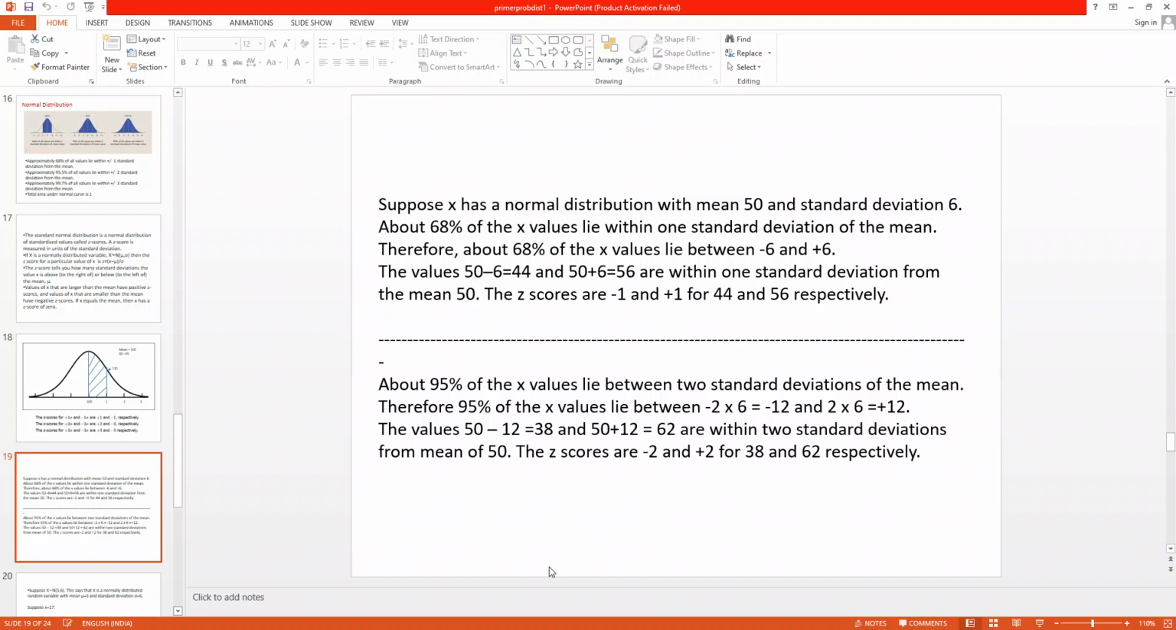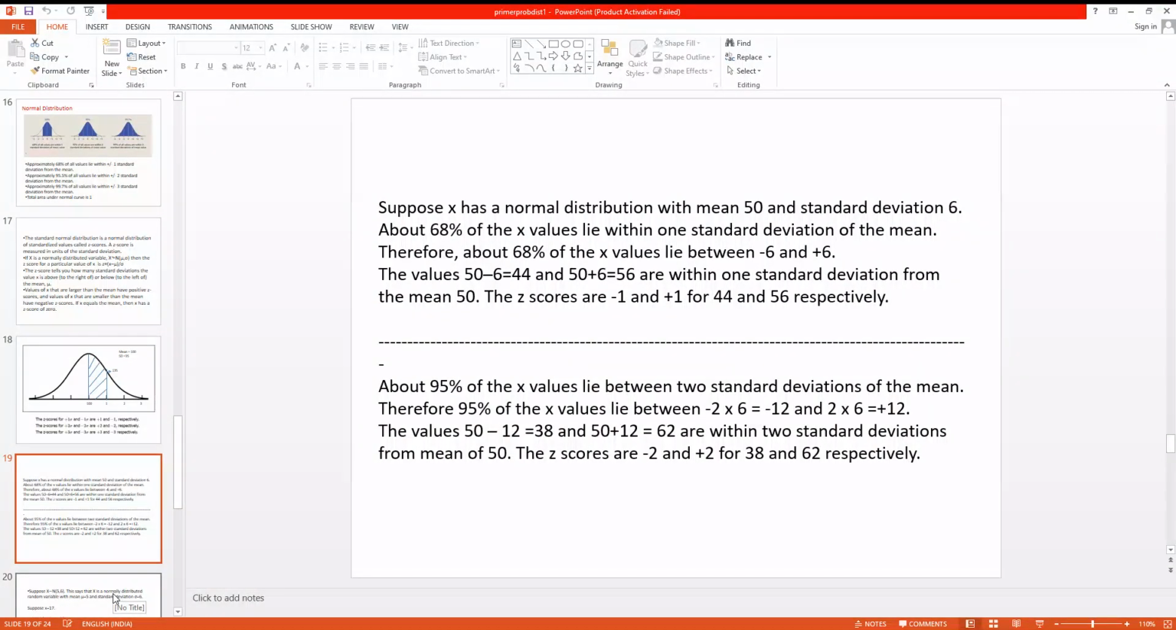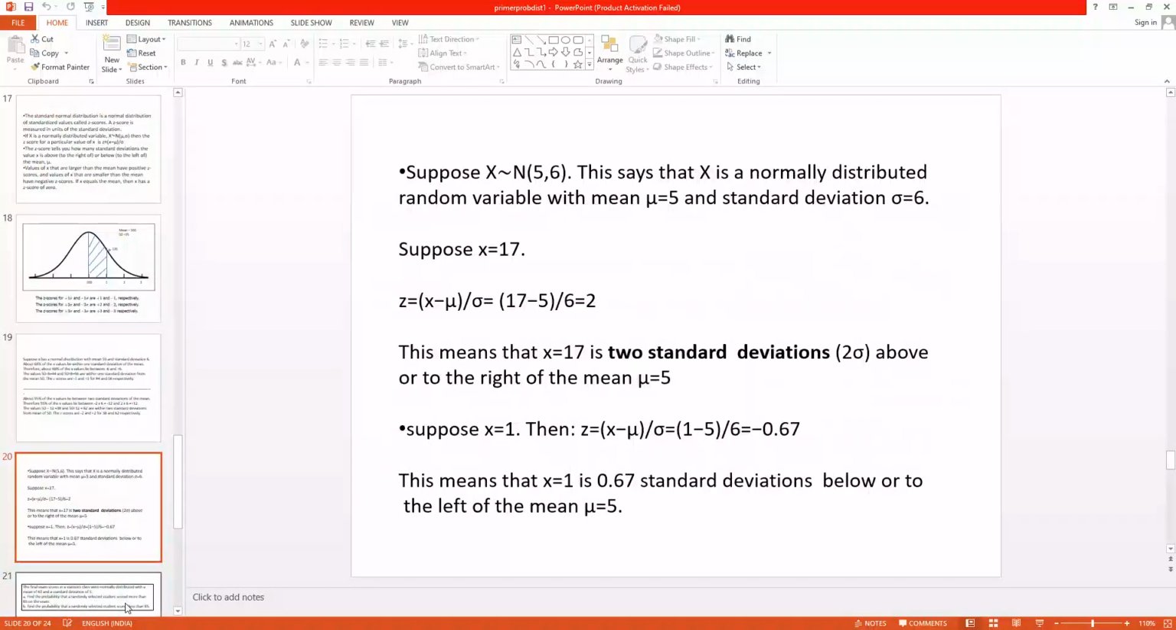Likewise, about 95% will lie between two standard deviations, which means -2 times 6, which is -12 to +12. So the range of values would be 38 to 62 within two standard deviations from the mean. So z scores are -2 and +2 for 38 and 62 respectively. So you can calculate it by plugging it into the formula.